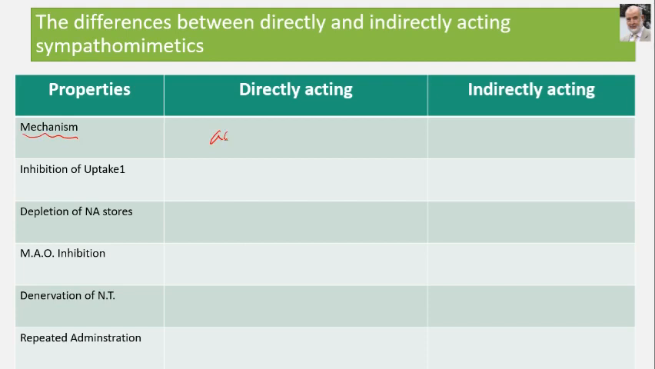Directly acting, as we have said, they act as an agonist at the adrenergic receptor, i.e. they have an affinity to adrenergic receptors, whether they are alpha or beta, and they have intrinsic activity. Of course, as we have said, they differ in selectivity and they differ in potency. Indirectly acting drugs act through the release of noradrenaline, as we have said. They enter the nerve terminal and displace noradrenaline from the storage sites, causing the release of noradrenaline, and noradrenaline will produce the action. That's why we call them indirectly acting.